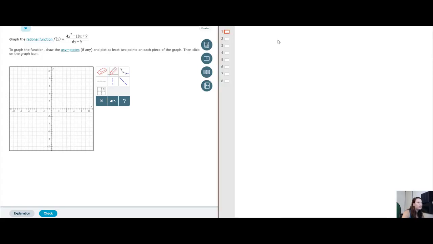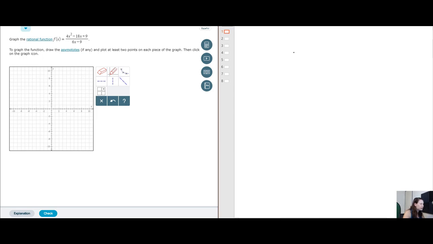Okay, so I wanted to do a bit more with asymptotes and rational functions and such. So let's practice a few more of these.